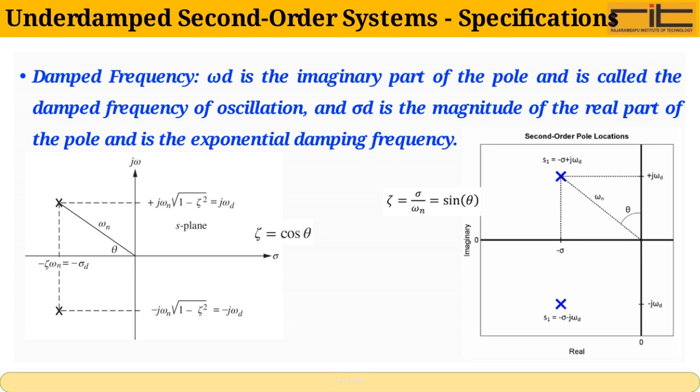On the other hand, sigma d corresponds to the magnitude of the real part of the pole and describes the rate at which these oscillations decay over time. Understanding these frequencies is crucial because they tell us how quickly the oscillations will diminish and how fast the system oscillates before settling down. This insight helps in designing systems that respond efficiently while avoiding excessive oscillations.